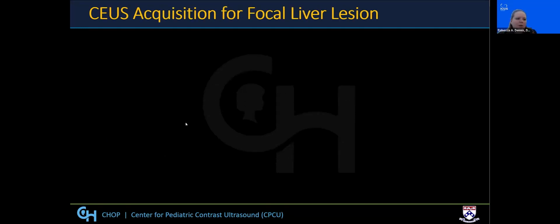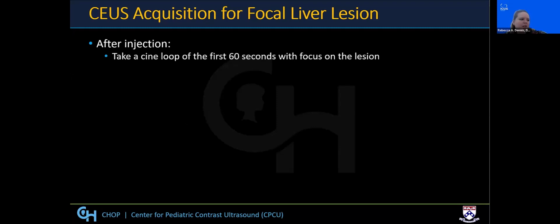So for acquisition, after injection, you need to take a cine loop of the first 60 seconds with focus on the lesion. And you want to do that 60 seconds to ensure you get the arterial and venous phase. And you can even go a little after 60 seconds to get the full portal venous phase. And you want to start your cine clip right after injection so you can get the early arterial enhancement window as well. Then you want to take intermittent static or cine images.